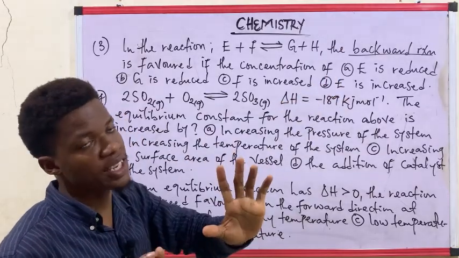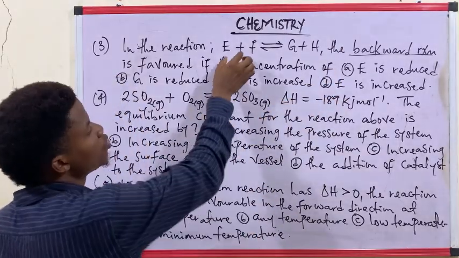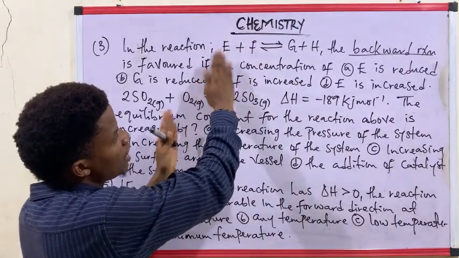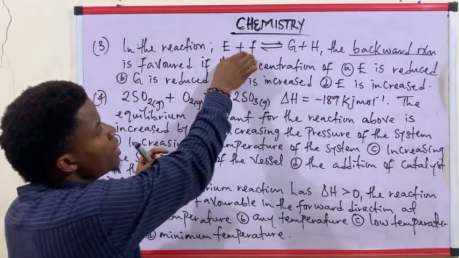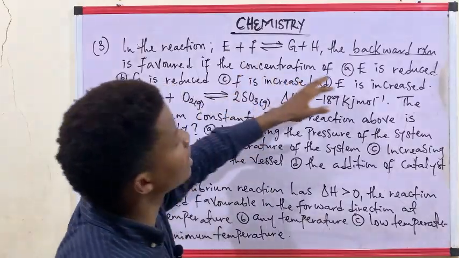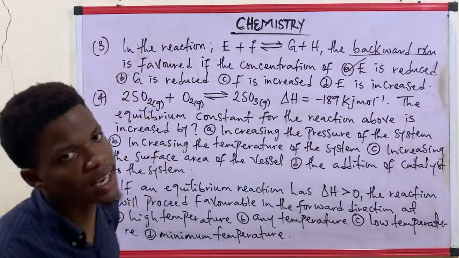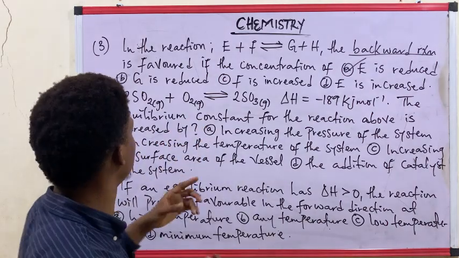This is obviously the answer, okay? Because when you reduce E, E is at the back side, so the left side. So when we reduce E, that same side is favored. So the answer is option A, but let us analyze the other options.